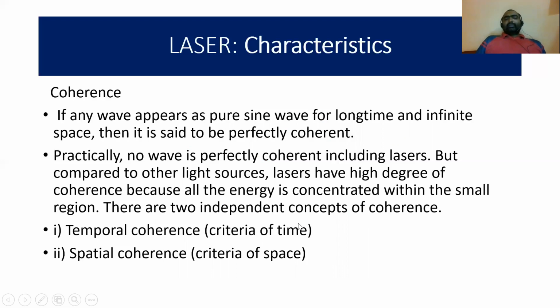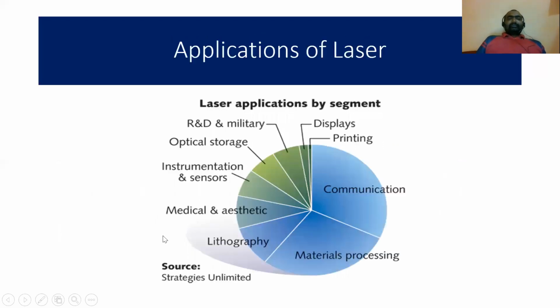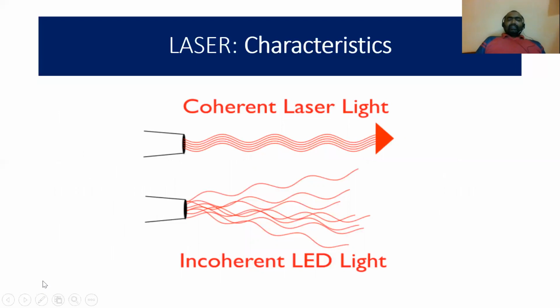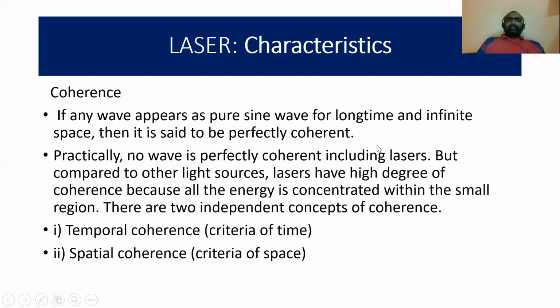There are two independent concepts of coherence. One is temporal coherence, another one is spatial coherence. Here you can see this laser beam appears to be a sine wave. In an approximation, we can say that if any wave appears as a pure sine wave for longer times and in infinite space, then it is said to be perfectly coherent. So the light which is emitted from the laser is coherent.